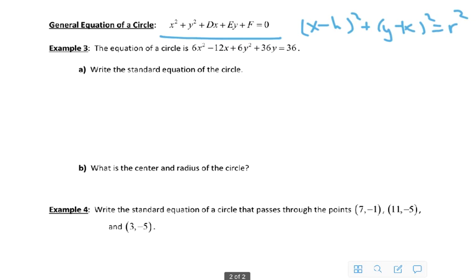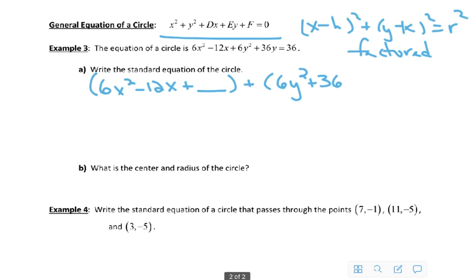Let's look at example 3. The equation of a circle is 6x squared minus 12x plus 6y squared plus 36y equals 36. Write the standard equation of the circle. Because this is not in factored form, we're going to have to rewrite this equation so that we can factor it. So first you're going to start with the x's. You're going to write 6x squared minus 12x, and then you're going to put a blank, because we're going to add a new number to this equation in a minute. You're going to do the same thing with the y's: 6y squared plus 36y plus blank.